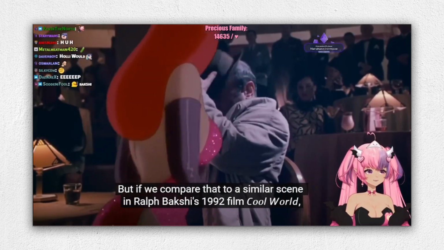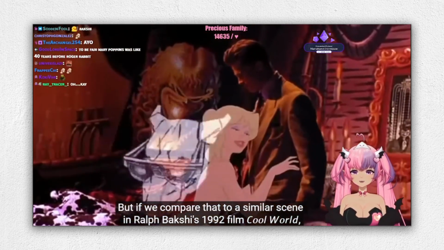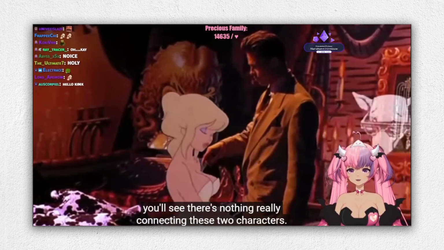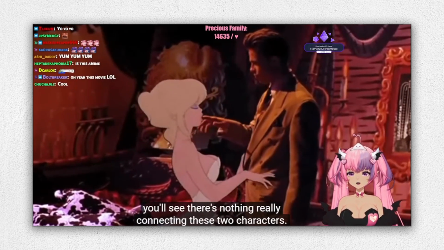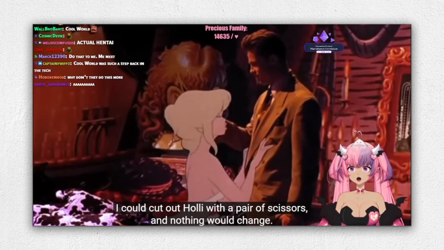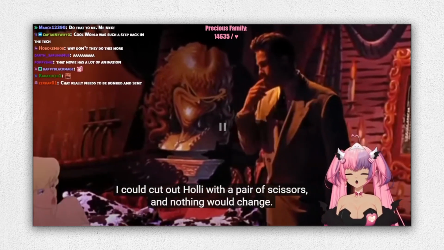But if we compare that to a similar scene in Ralph Bakshi's 1992 film Cool World, you'll see there's nothing really connecting these two characters. I could cut out Holly with a pair of scissors and nothing would change.